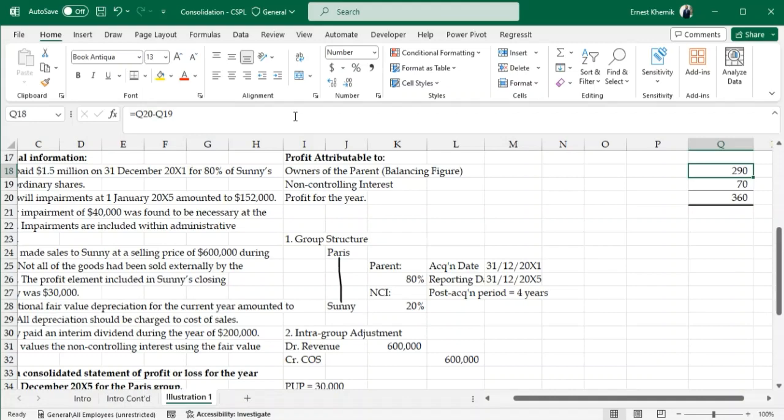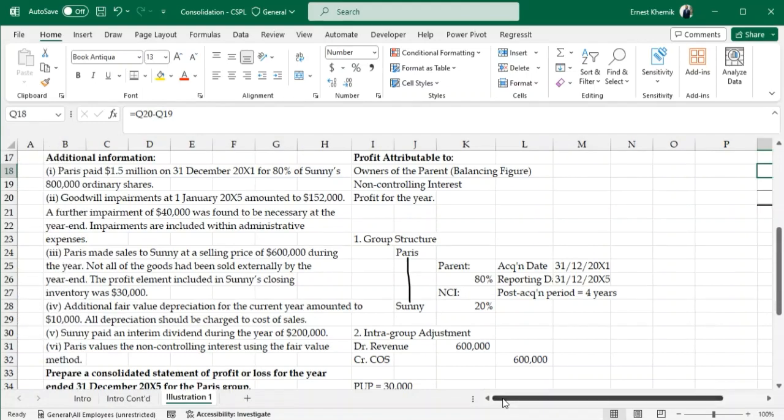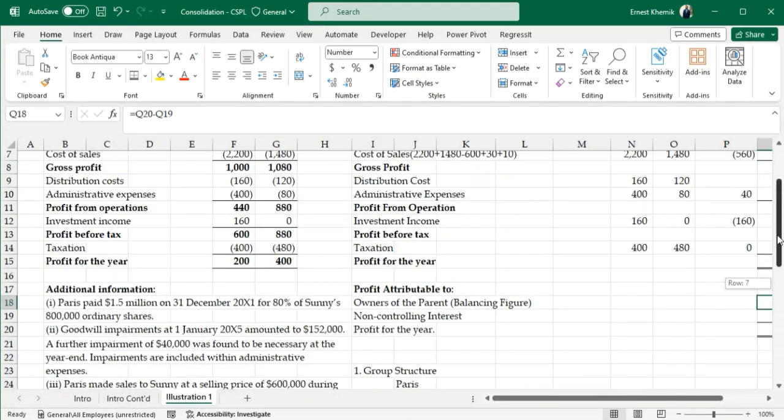It's so simple. You just have to make sure that you are treating the items in the right way. So just like that, we have our consolidated statement of profit or loss for the period.